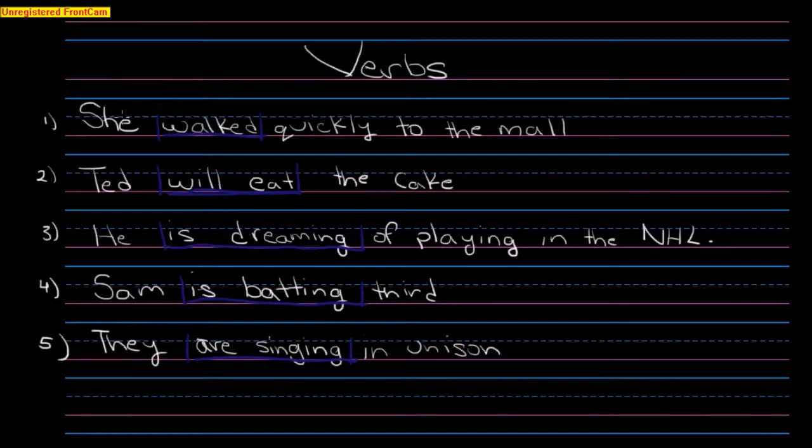So if you look at the sentence, it says she walked quickly to the mall. Walked is the verb, and if you took it off, it would sound like she quickly to the mall. Or here it says Ted will eat the cake, but if you take off the verb will eat, then it sounds like Ted the cake, and we know that Ted is not a cake. We'll just skip forward to the last sentence. You can read all of them if you want. It says they are singing in unison, but if you take off are singing, it says they in unison.